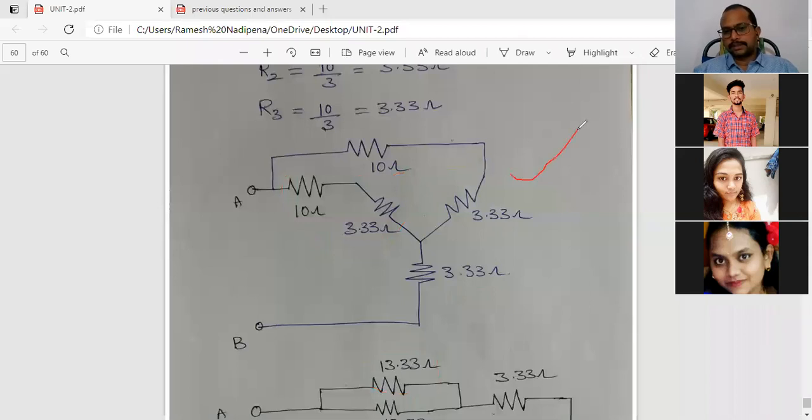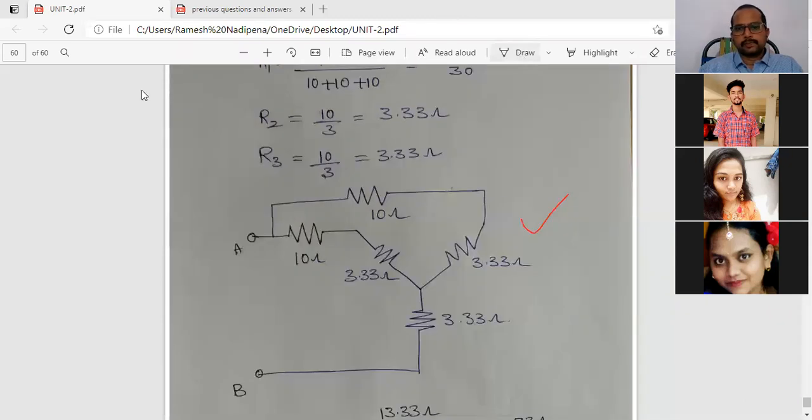6.65, sir. 6.65. Right. Correct. So what is the final answer? Approximately 10. Yes. Now please draw this diagram. Remaining students, please draw this diagram. Right. Next step.